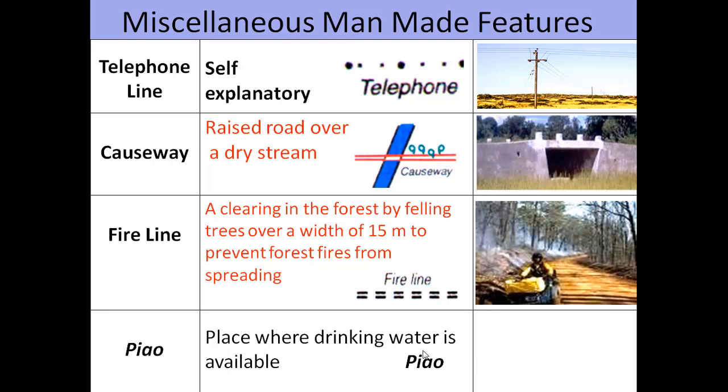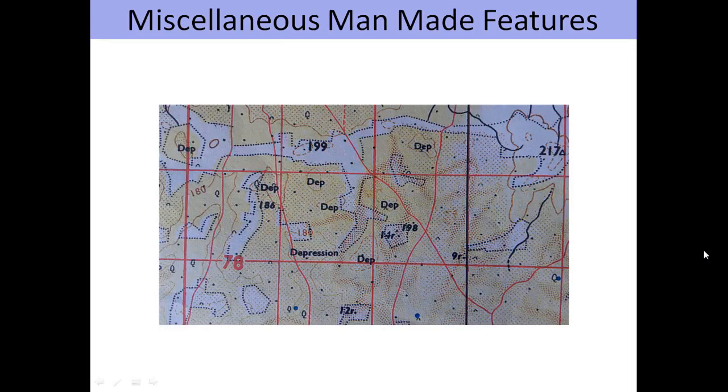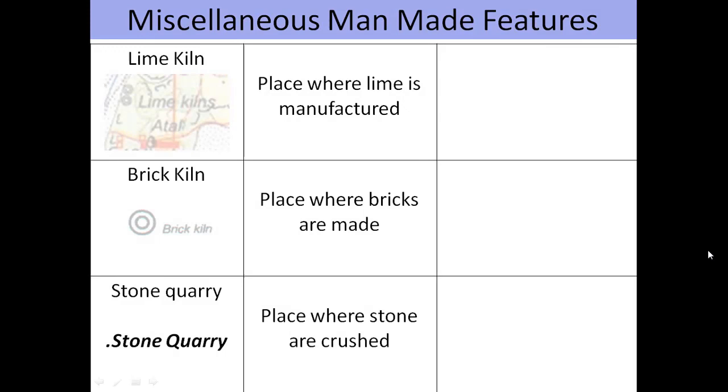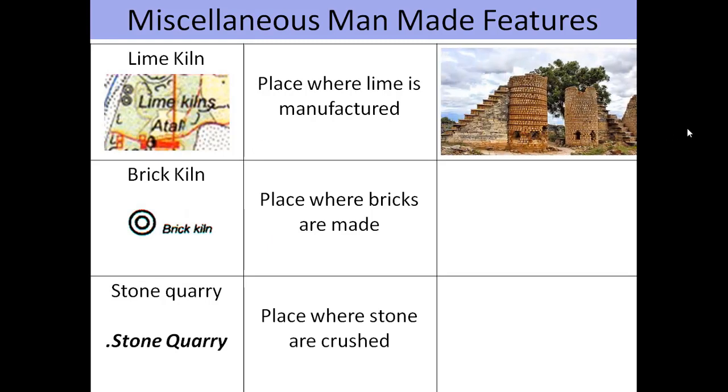Pyao. Pyao is literally written on the toposheet in italics, a place where drinking water is available on the roadside. Some more miscellaneous features, and these features are called man-made features. Lime kiln. As you can see, a lime kiln is a place where lime is being manufactured. This structure has been used to manufacture lime.